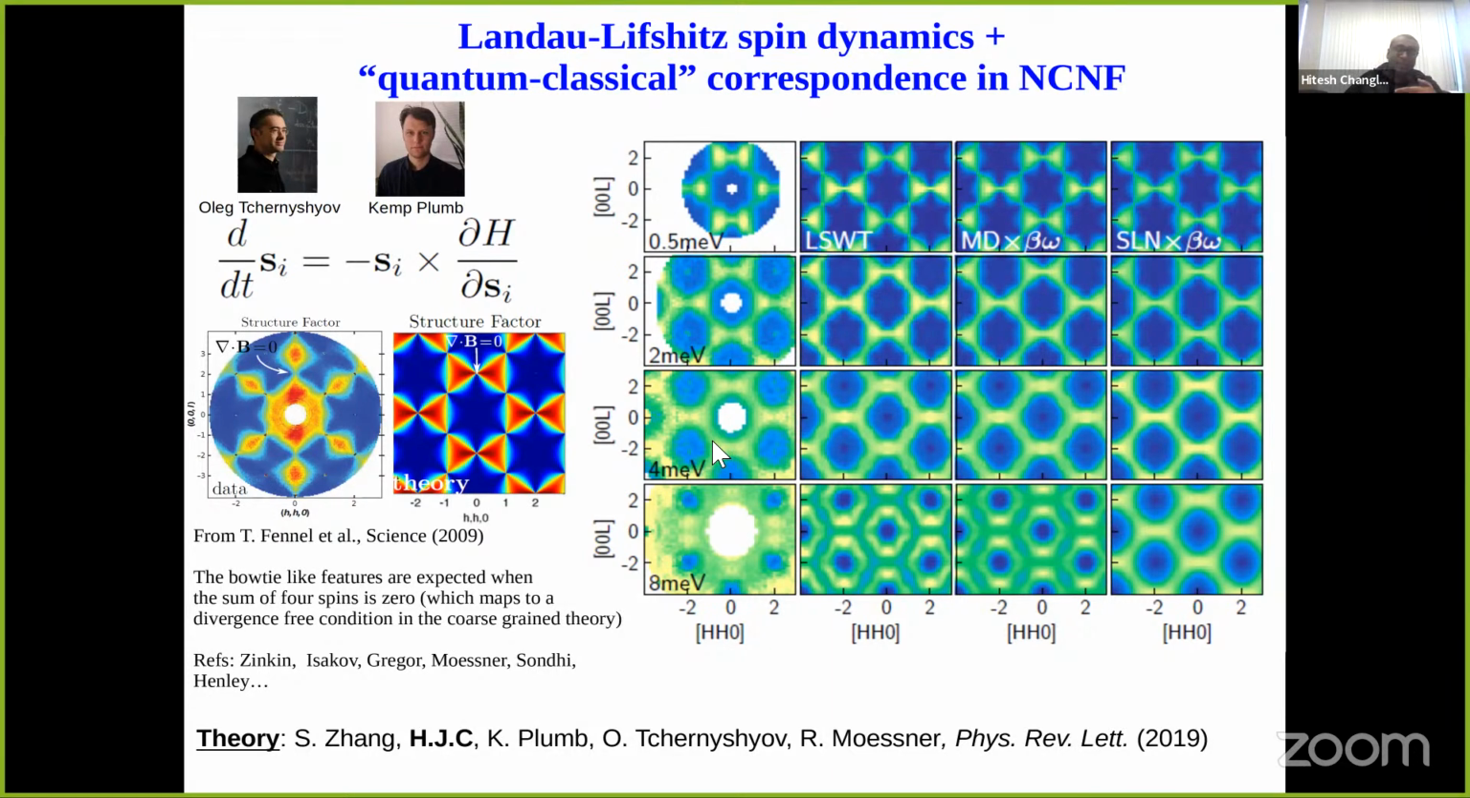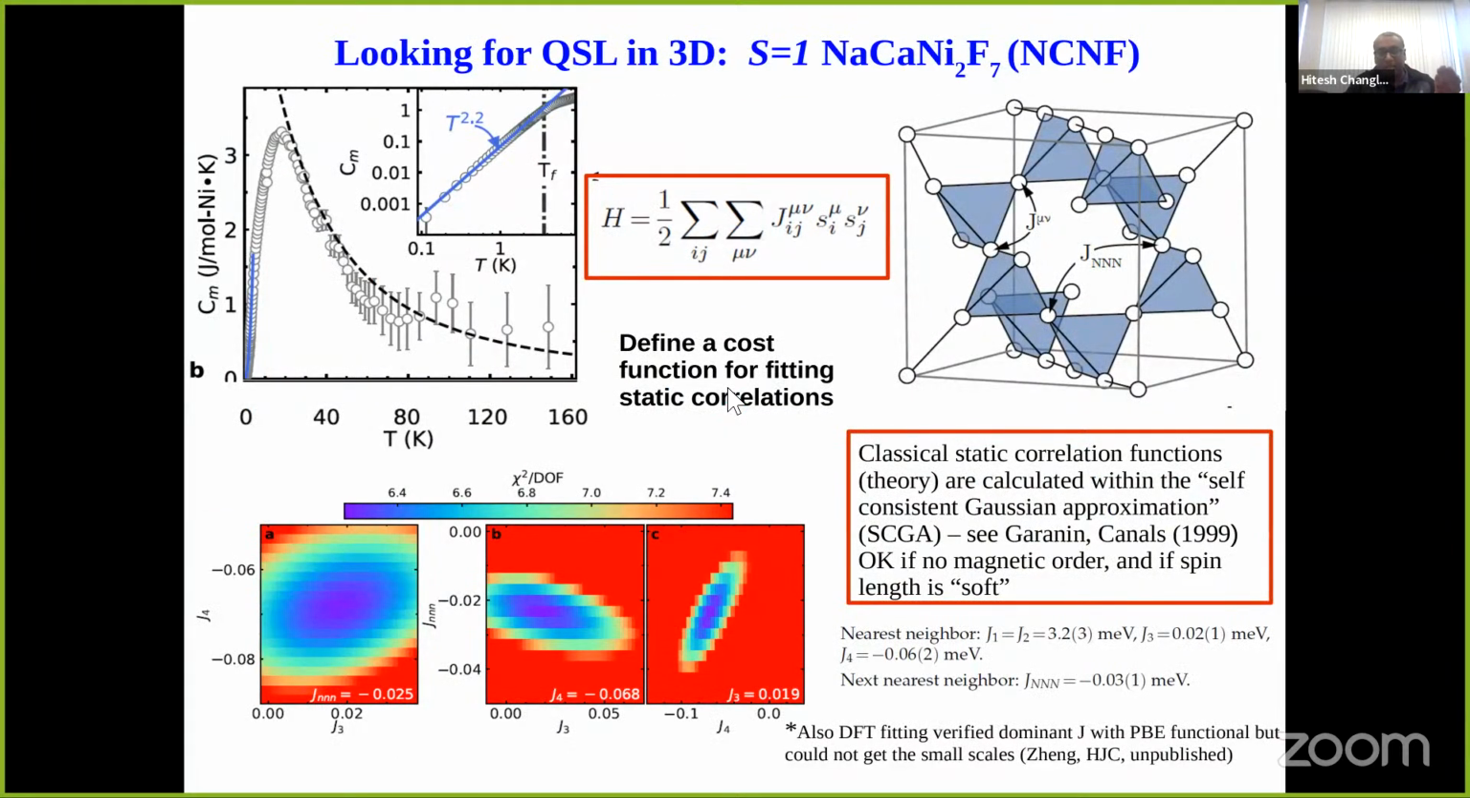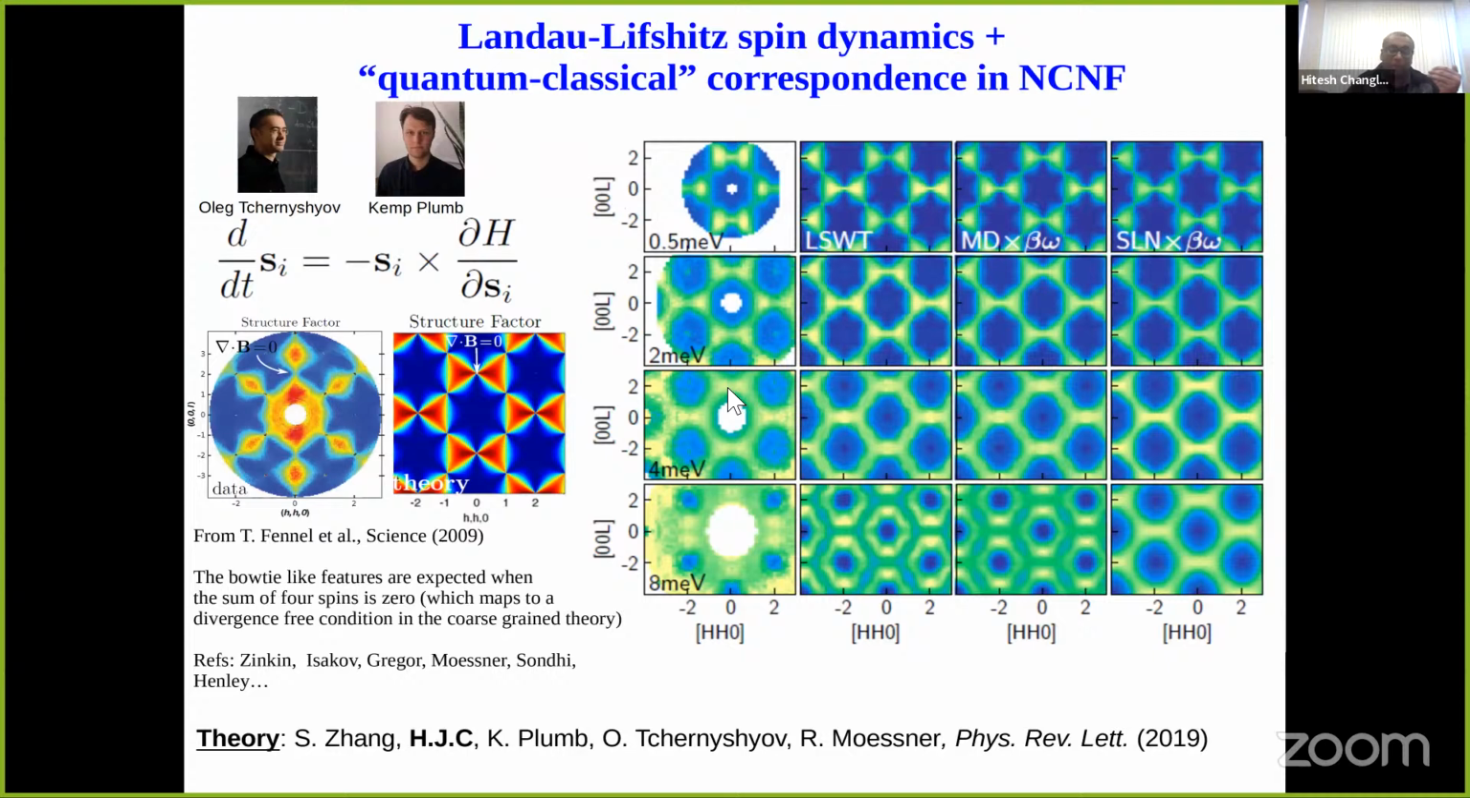Turns out that the dominant scale of the interactions in that Hamiltonian that I just spoke about is the Heisenberg interaction, which turns out to be on a scale of 3 meV. So 3 meV is about 30 Kelvin, right? And so we were able to get features all the way from 0.5 meV to 8 meV. This panel on the left is what you see in neutron scattering. And if you look at the second from last panel on the right, that's what we call Landau-Lifshitz dynamics. Some people call it molecular dynamics.